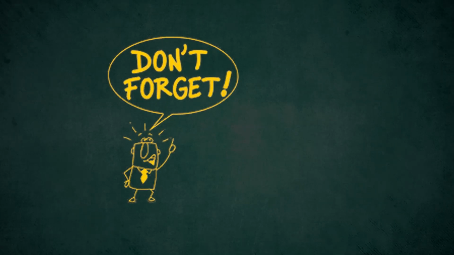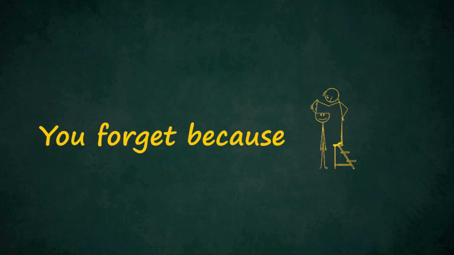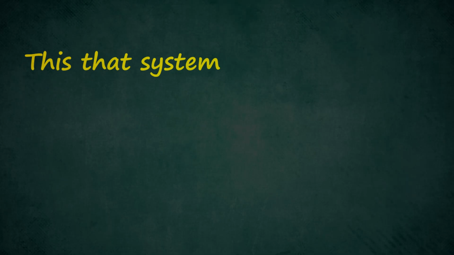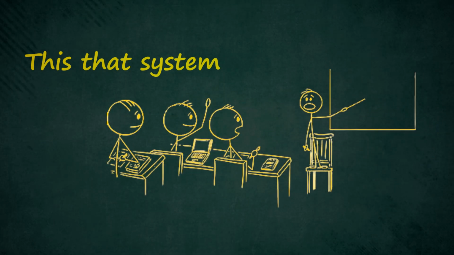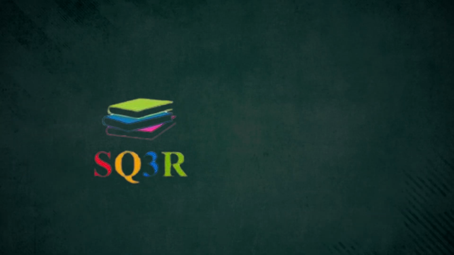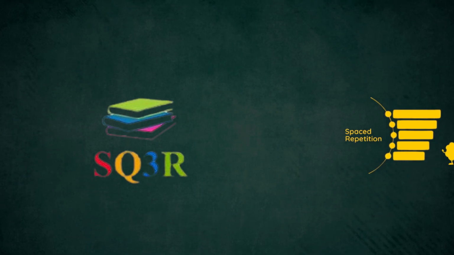You don't forget because you're not smart. You forget because your brain needs a better system. This is that system. Today you'll get a complete, modern, explain-like-I'm-5 guide to 3 core methods: SQ3R, Feynman, and spaced repetition, plus ready-to-use templates, examples, and a 14-day revision plan.